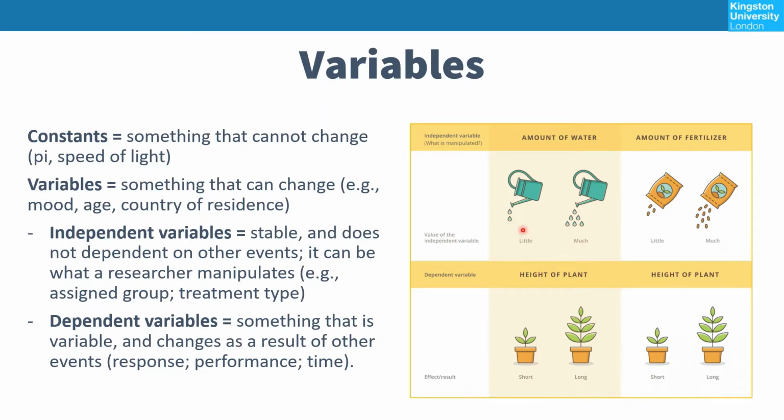As a little illustration, you can imagine having two conditions where you either decide to water a plant a little or a lot, and the dependent variable in this case would be the growth of the plant, which you would hope is dependent on the amount of water or fertilizer that you decide to use.